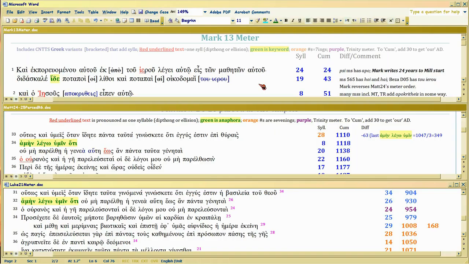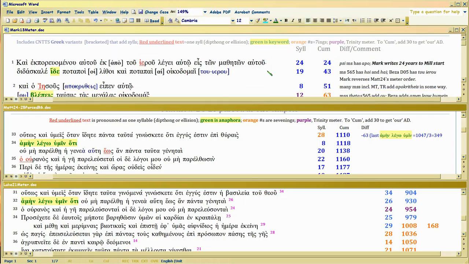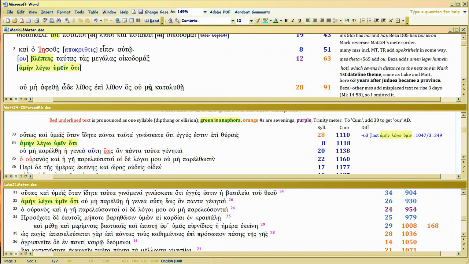This video is going to be about this, Amen lego humin hoti, the anaphora in Matthew, how Mark is playing on both Matthew and Luke, again putting a final nail in the coffin of the argument that Matthew's not the first gospel, Mark is. Nonsense. And Mark is somehow presently aware of this, because watch. Here's the first occurrence of Amen lego humin hoti, particularly the hoti being added.